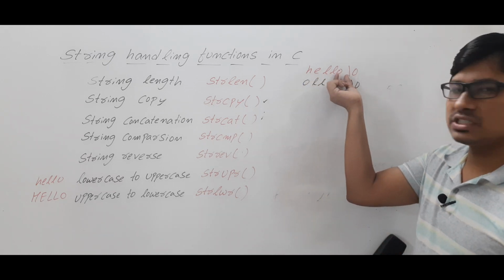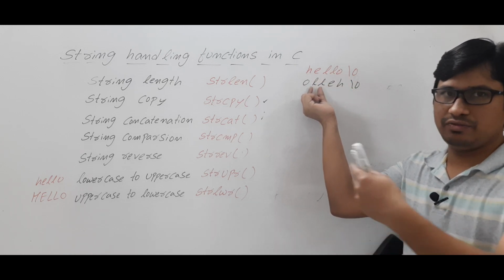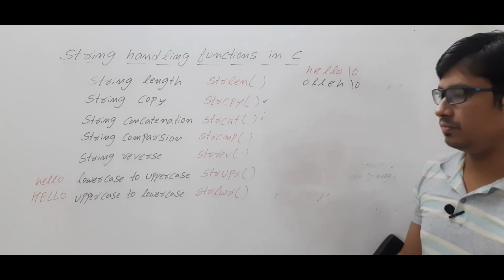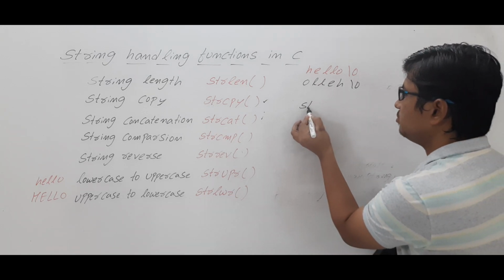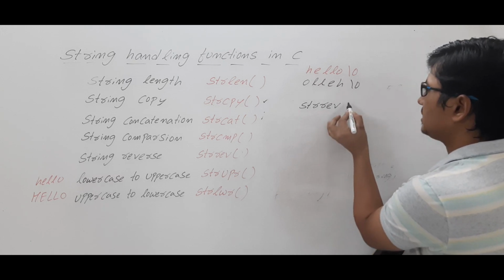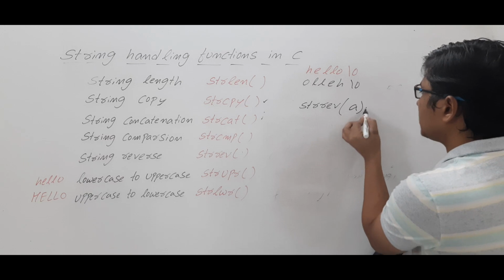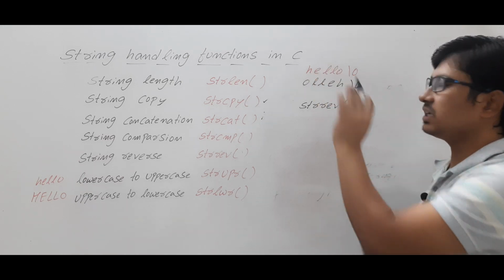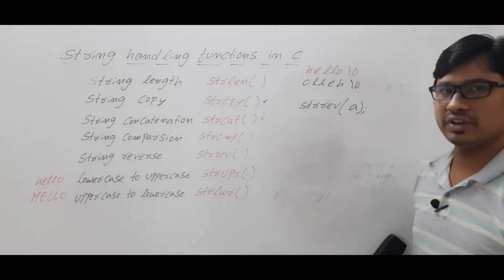It means the last character will come as the first character, and the last but one will come at the second position, like that. I hope you have understood. So how the function strrev works is that you can give the string directly, or you can give the name of the array which consists of the string.